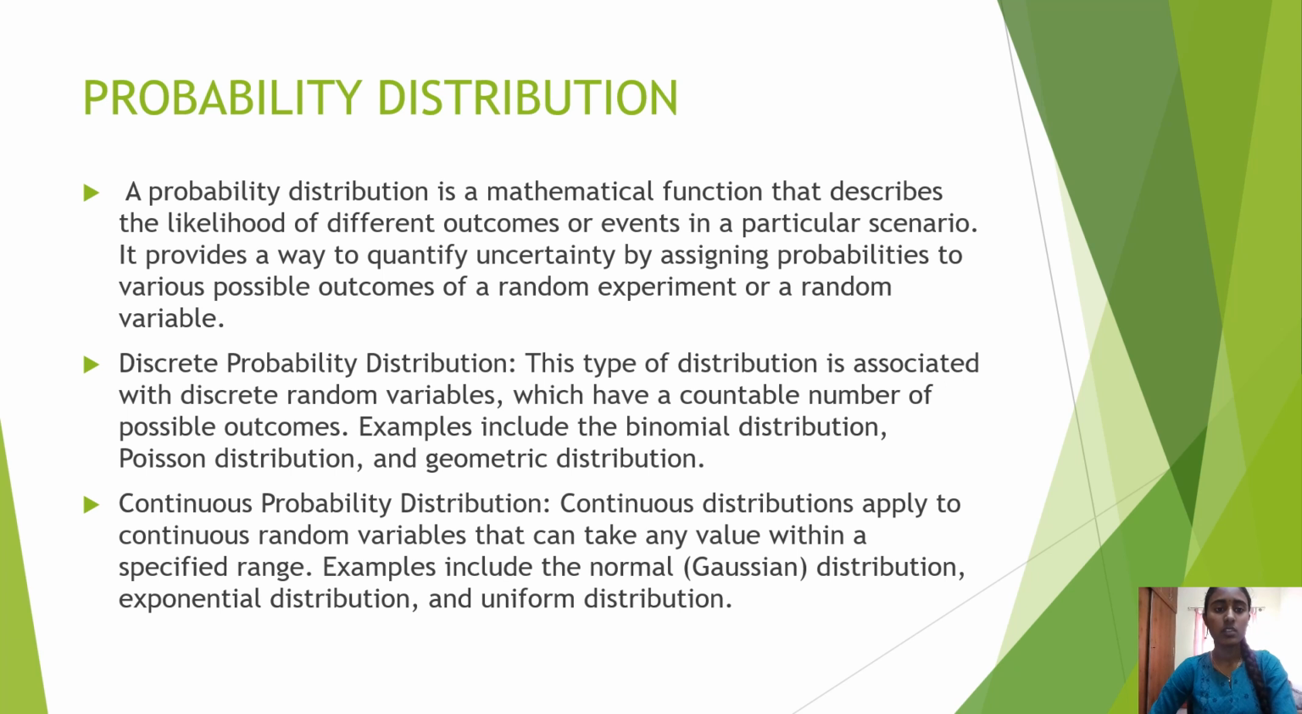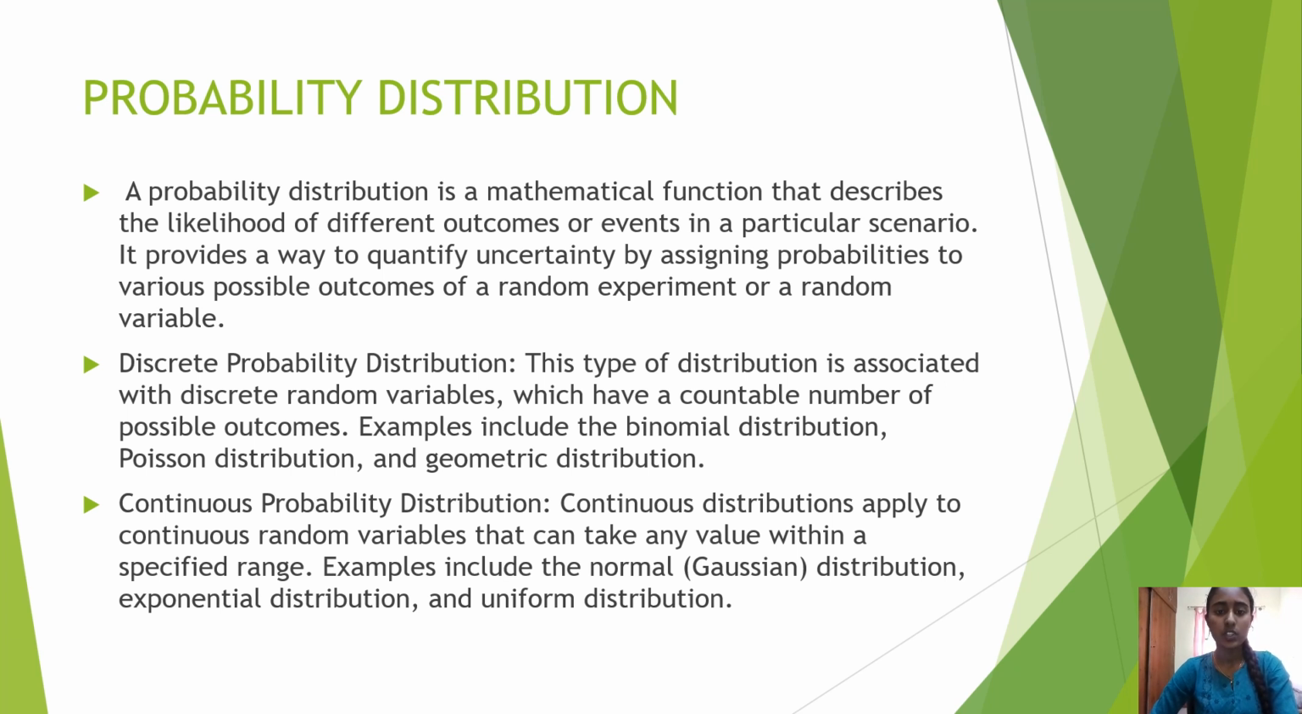Probability distribution. A probability distribution is a mathematical function which describes the likelihood of different outcomes or events in a particular scenario. It provides a way to quantify uncertainty by assigning probabilities to the various possible outcomes of a random experiment or a random variable.